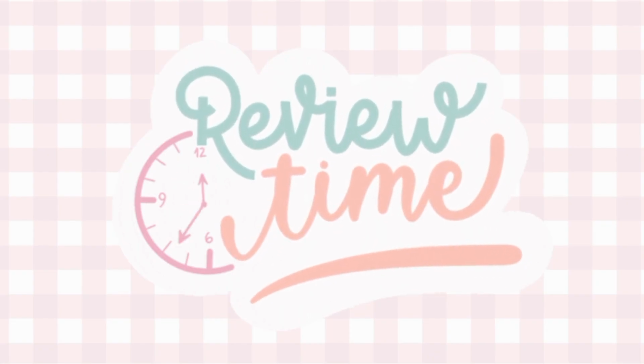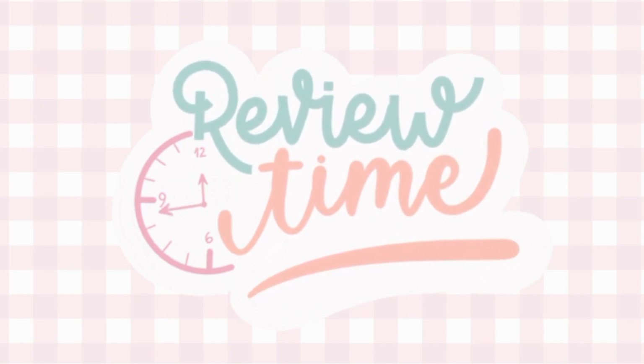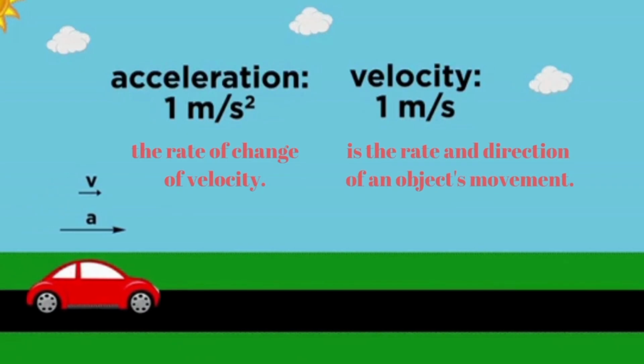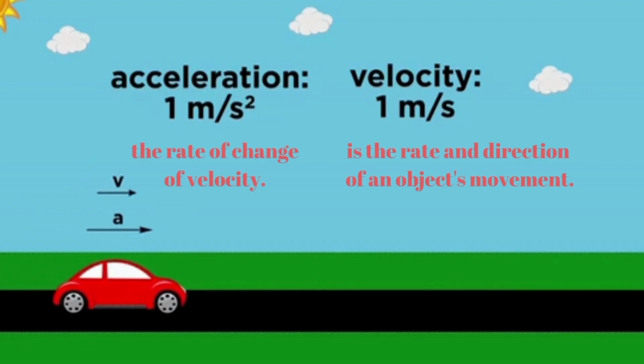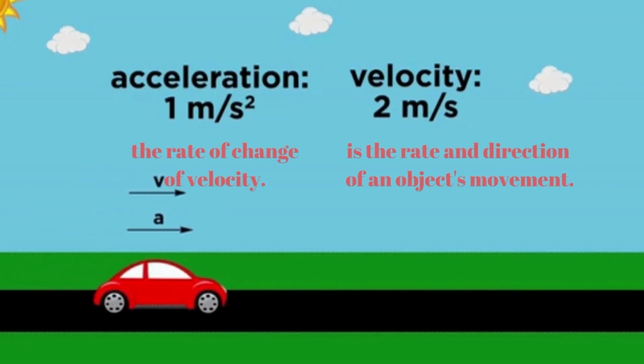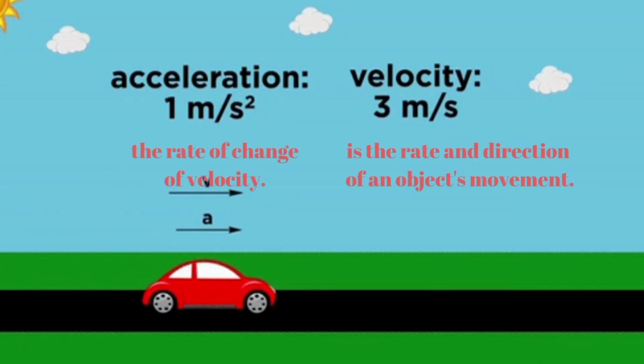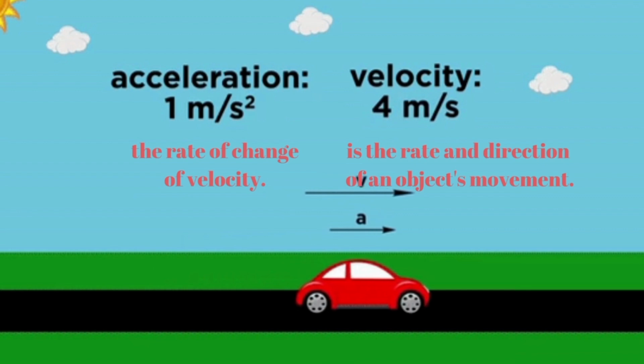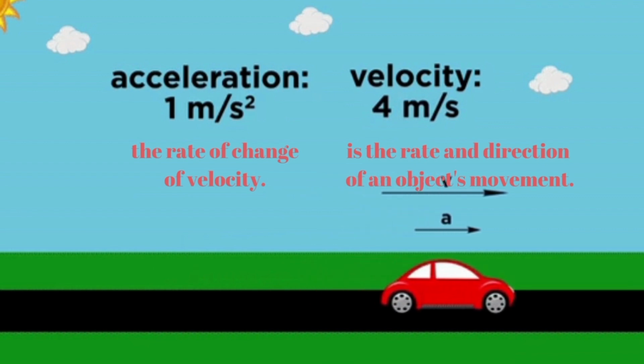Before we proceed to our topic, let's take a moment to review what you learned in your previous grade. In grade 7 physics, you already learned about the basic concept of acceleration, which is the rate of change of velocity. You learned that an object's acceleration is proportional to the force acting on it, and that acceleration can be positive or negative.